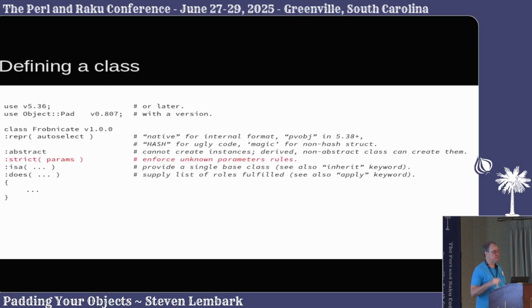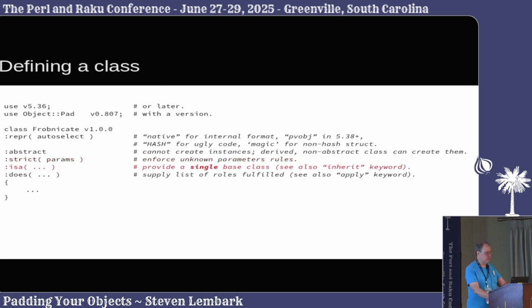Strict params says after all of the parameters have been stripped off the stack and applied to fields, give me a nastygram if anything is left. So strict params is a really useful way to make sure that you're not ignoring some of the arguments that were passed in. But it also means you've got to clean off the stack as you're processing it. I'll show you how.